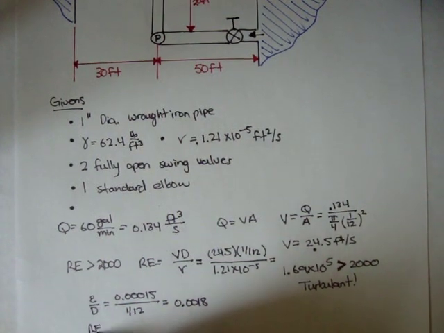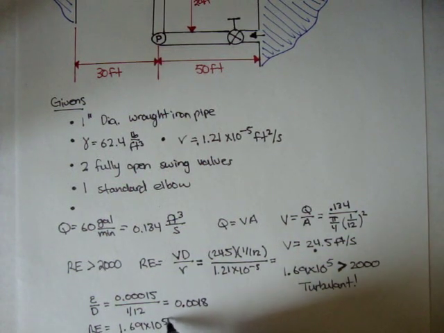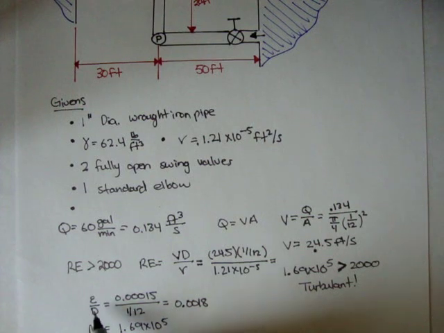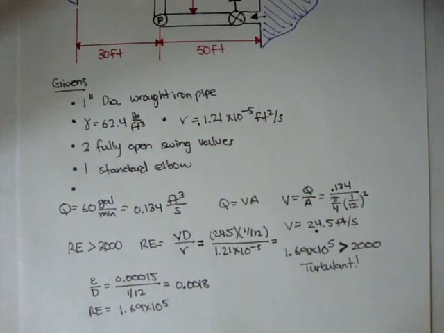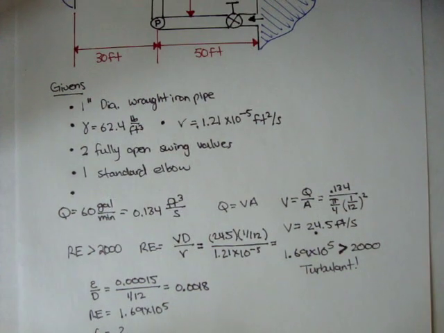Our Reynolds number is 1.69 times 10 to the 5th. And using these two values, we can use the Moody chart to find what our friction factor is. And we'll do that in the next video.